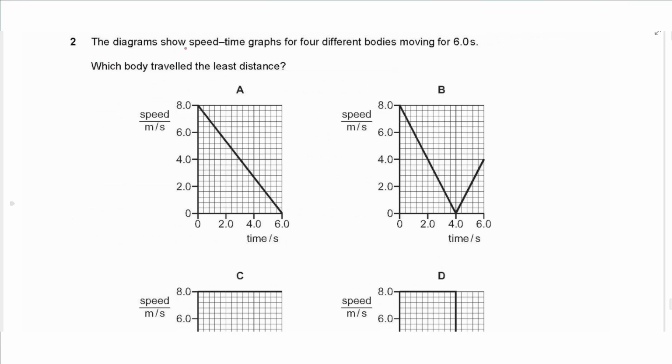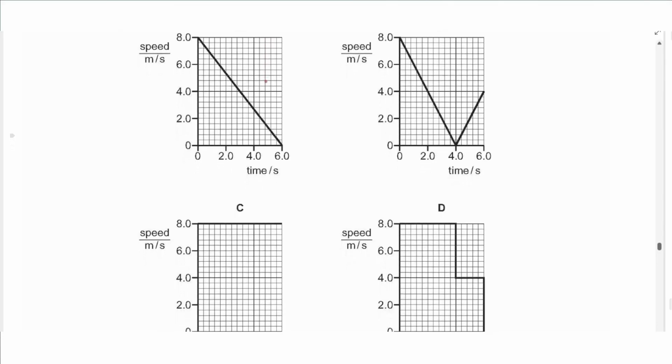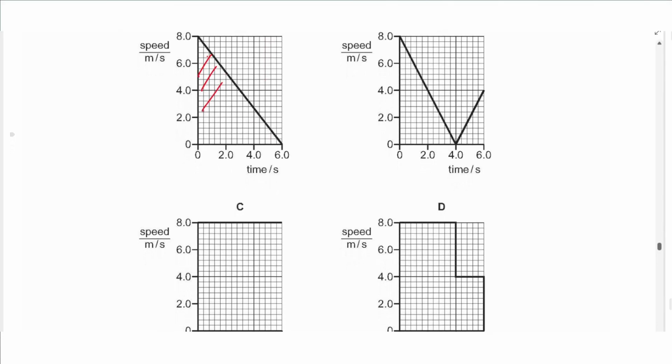Question 2 says the diagrams show speed time graphs for 4 different bodies moving for 6 seconds. Which body traveled the least distance? So we need to calculate the areas under the graphs. Here we have a triangle. We multiply half by the base, which is 6, by the height, which is 8. That gives us 24. And the next one we have two triangles, so we need to do that calculation twice. Half multiplied by 4 multiplied by 8 plus half multiplied by 2 multiplied by 4. The total here is 20.